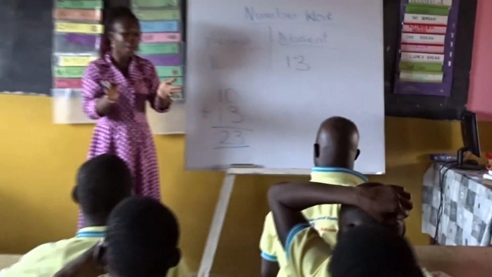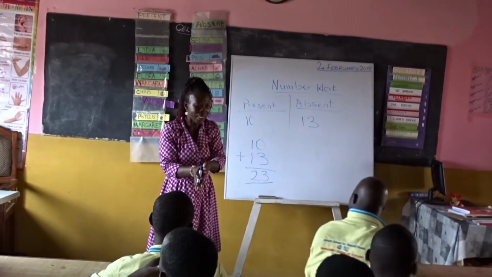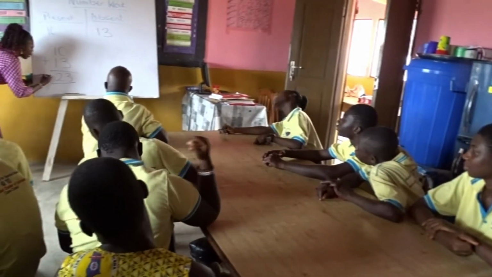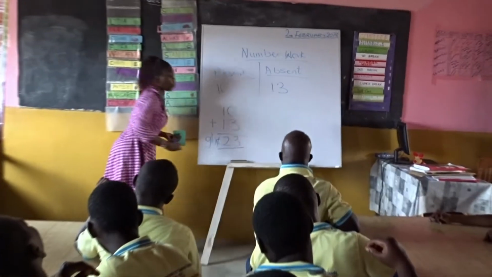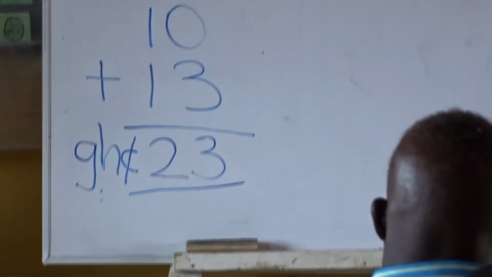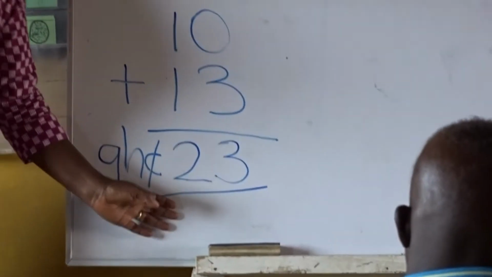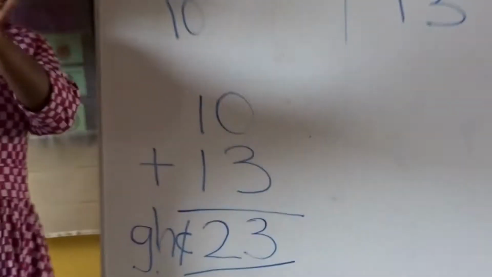We have 23 students in this class. Ghana cedis, and I had a count. Wow. So 23 Ghana cedis. So, the name tag.